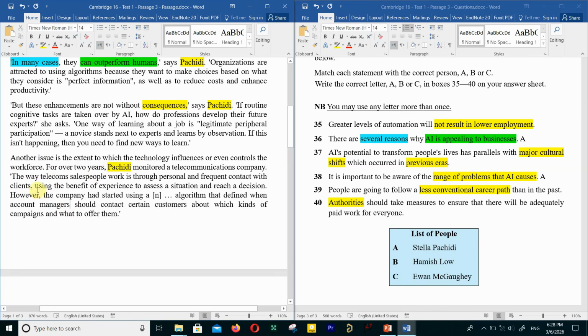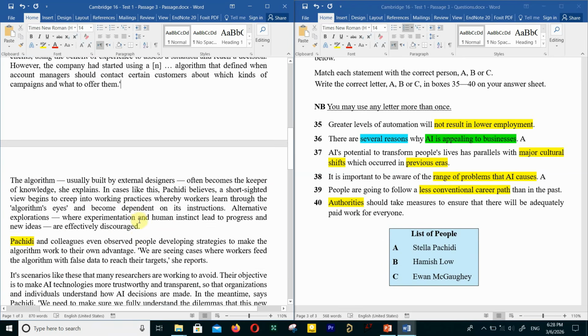This is another statement by this guy. The way telecom salespeople work is through personal and frequent contact with clients, using the benefit of experience to assess a situation and reach a decision. However, the company had started using an algorithm that defined when account managers should contact certain customers about which kinds of campaigns and what to offer them. Okay, nothing there as well.